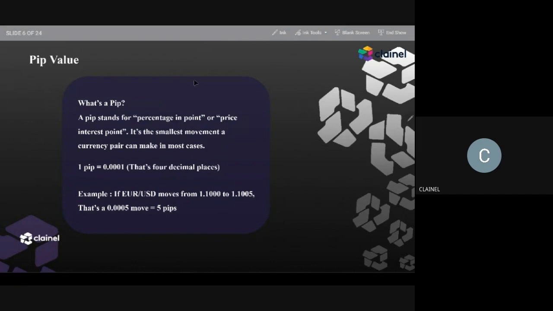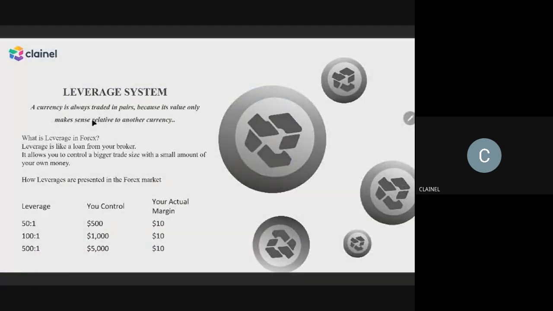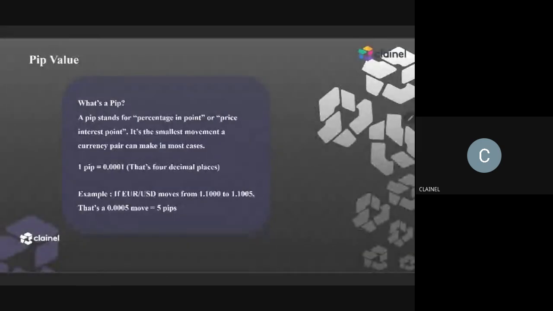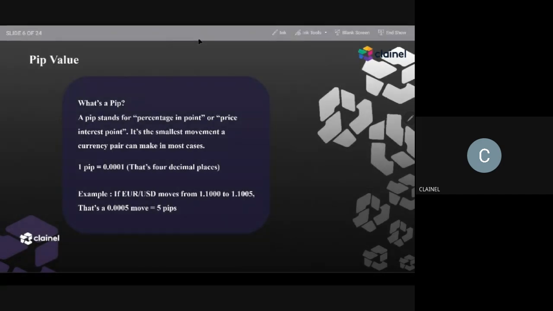After finding out what our currency pair is: a currency pair is a quotation of two different currencies, and it has two parts. The base currency, which is what you're buying or selling, and the quote currency, which is what is used to measure what you are buying or selling. We saw the example of Euro USD, where €1 is equivalent to 1.139 USD.